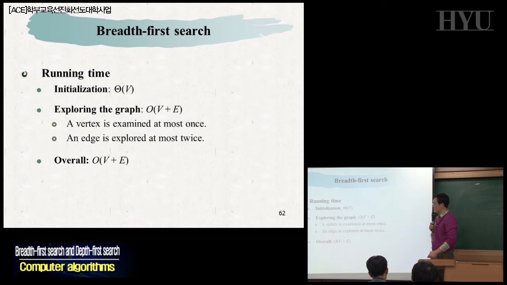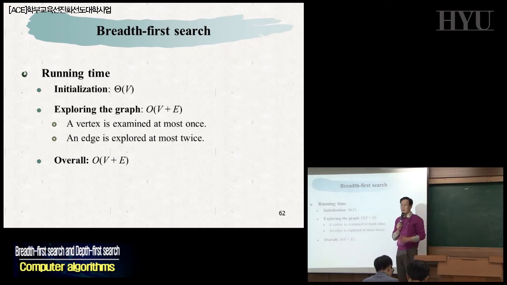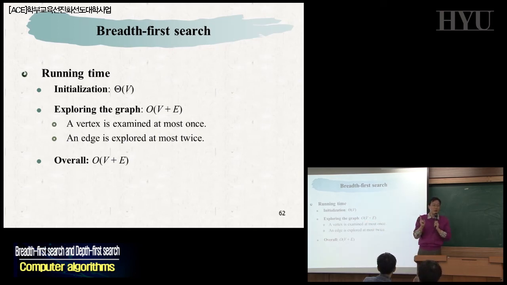And let's analyze the running time. The initialization takes theta of V time, and the while loop takes big O of V plus E time. Yes, so consider an undirected graph. Then we have to visit this direction and this direction. So there are 2 directions, so that's why at most twice. So the total running time is big O of V plus E.